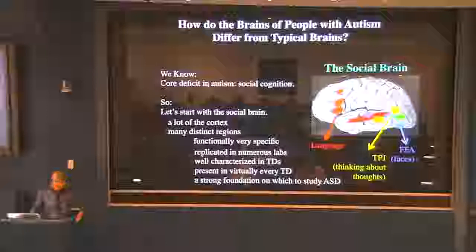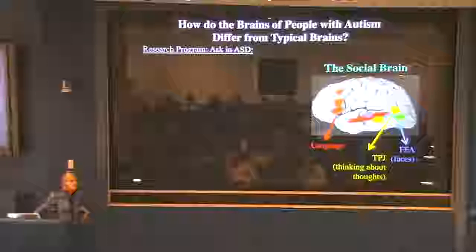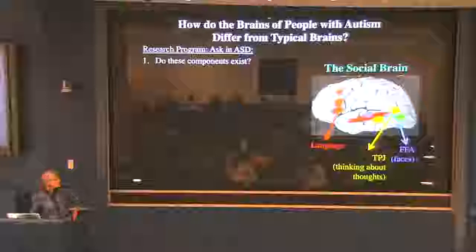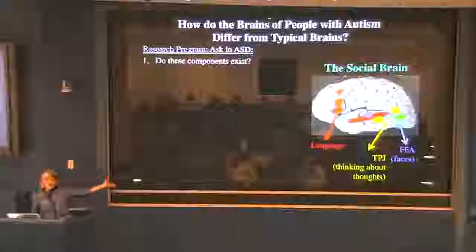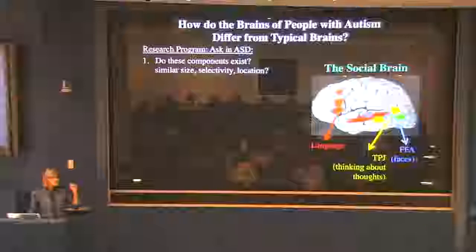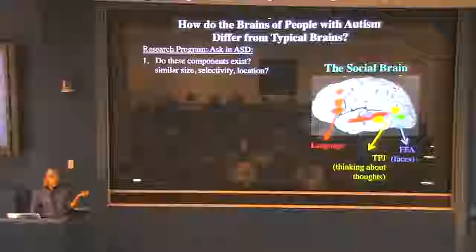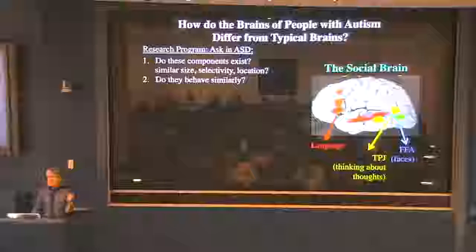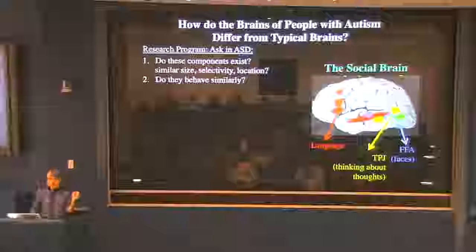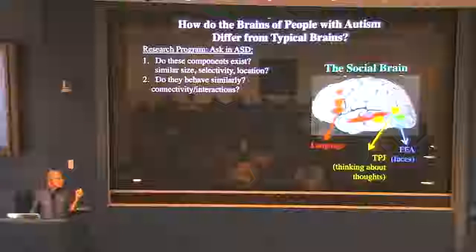So just to hit that meta point for a little bit longer, this suggests a research program in autism where we can start by saying, well, first of all, do people with autism have all this basic architecture? Do they have all that machinery? And is it of a similar size and selectivity and location in the brain? But then we can also ask whether those regions behave similarly. And behave is an intentionally vague word that can mean all kinds of different things.